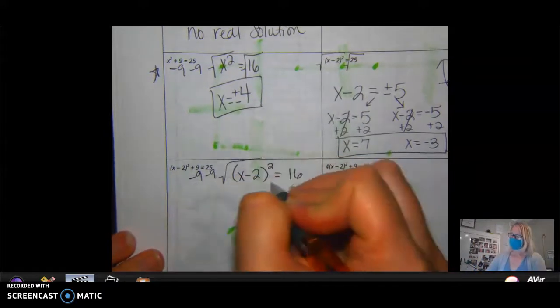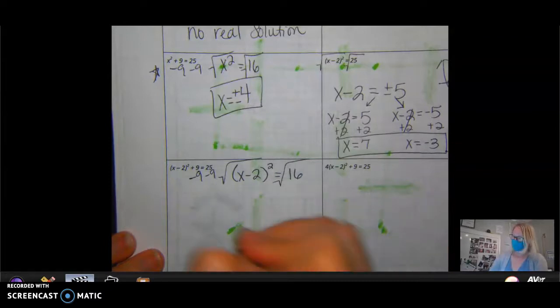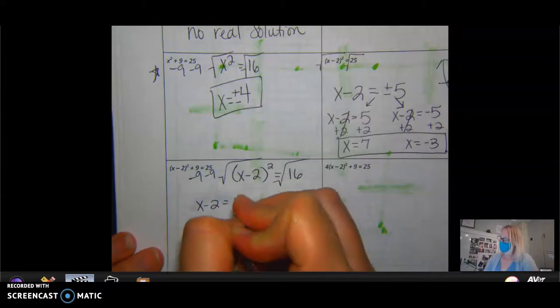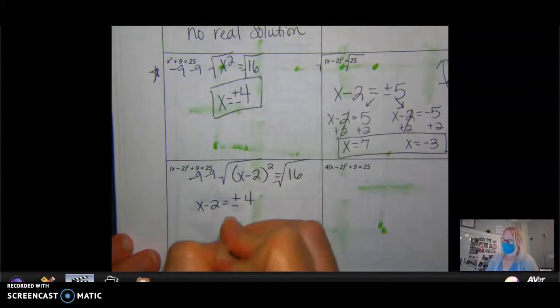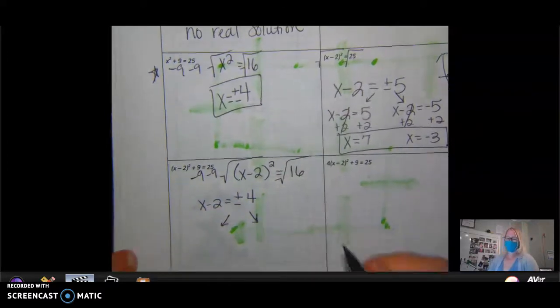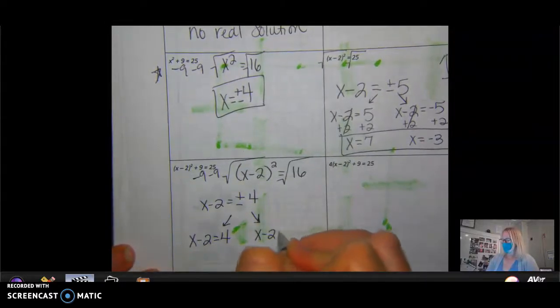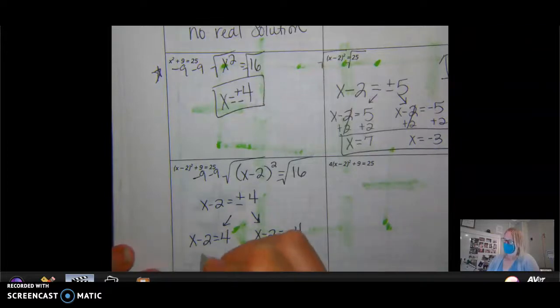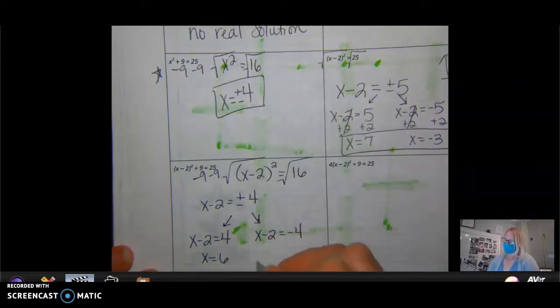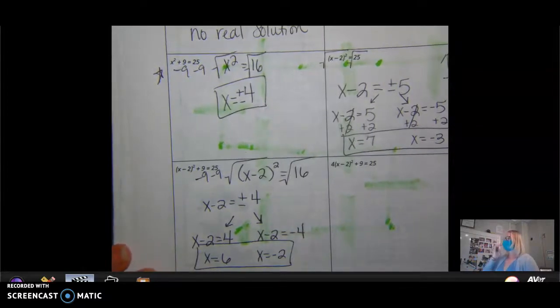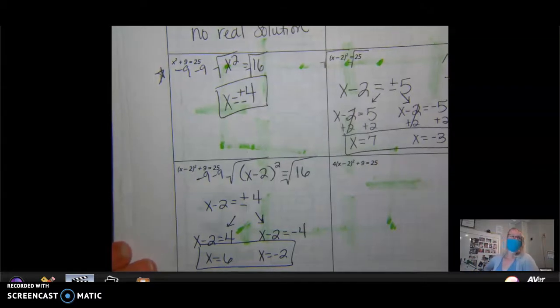Yeah, square root, square root. I get x minus 2 equals, ooh, what's the square root of 16? Positive and negative 4. X isn't by itself, so it tells me I need to write two equations where x minus 2 equals 4 and x minus 2 equals negative 4. How do I get x by itself? Add 2 to both sides, so x equals 6 and x equals negative 2. Questions?